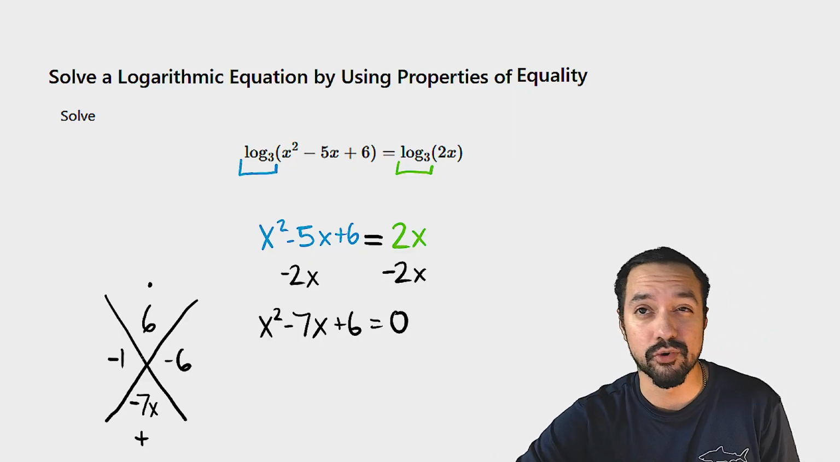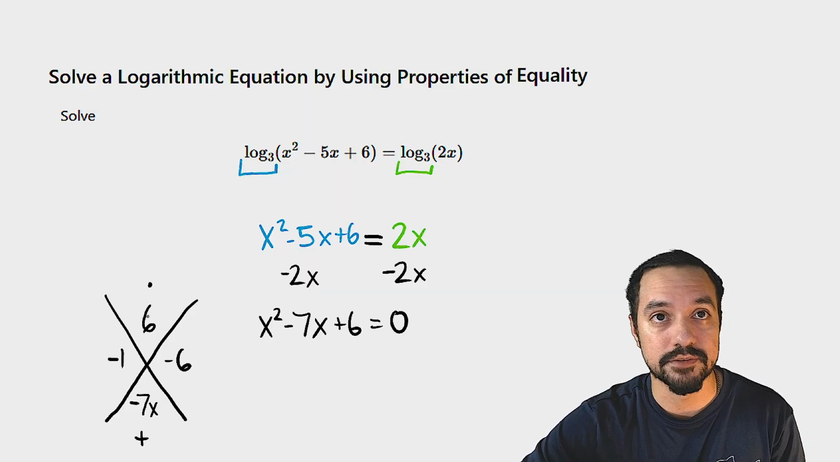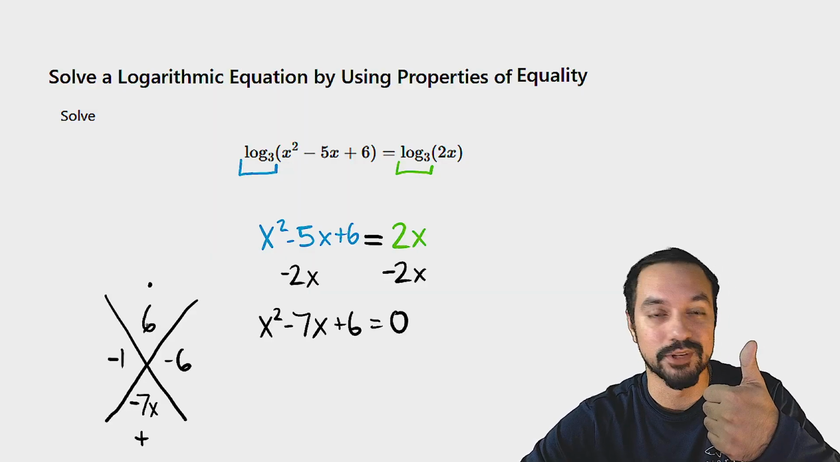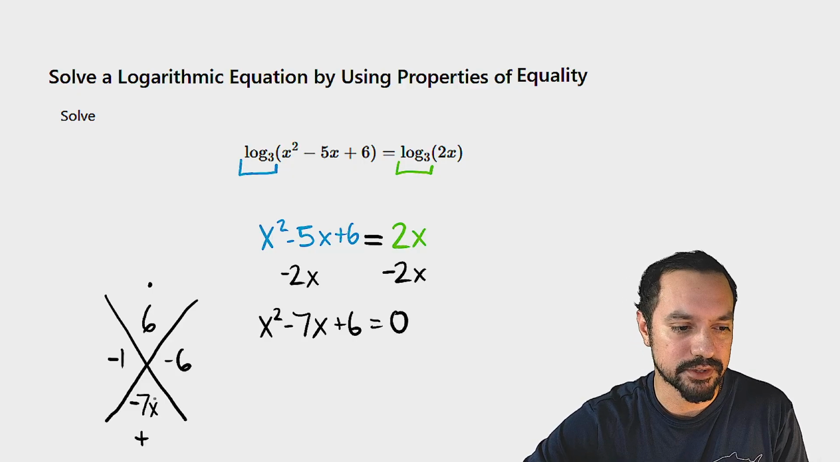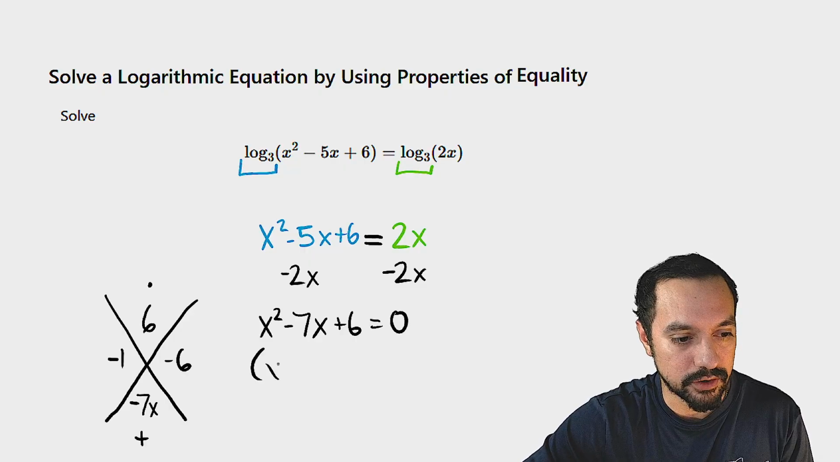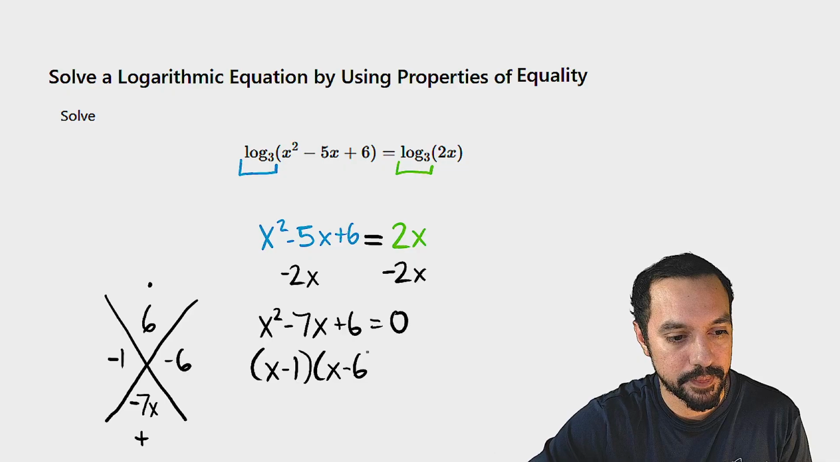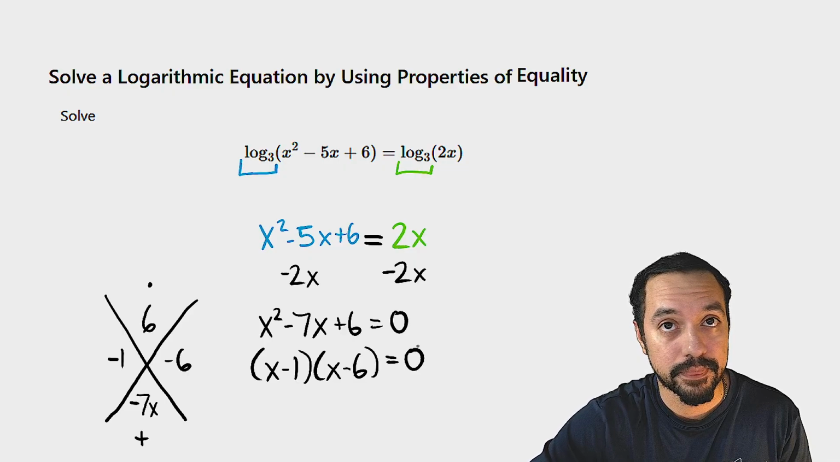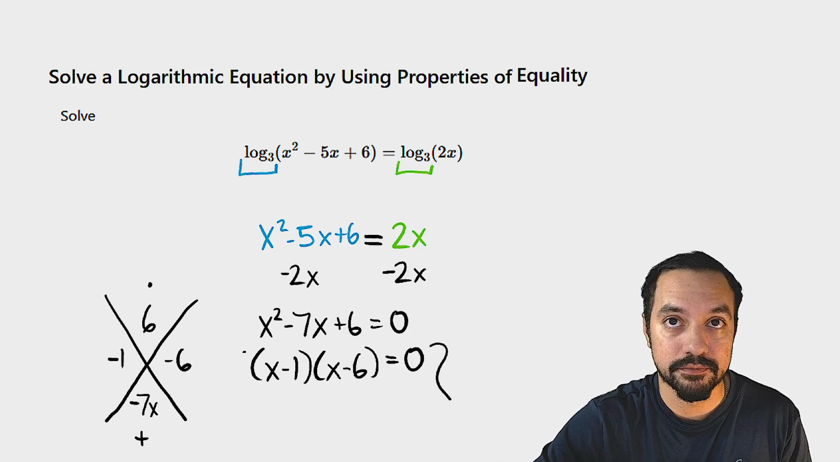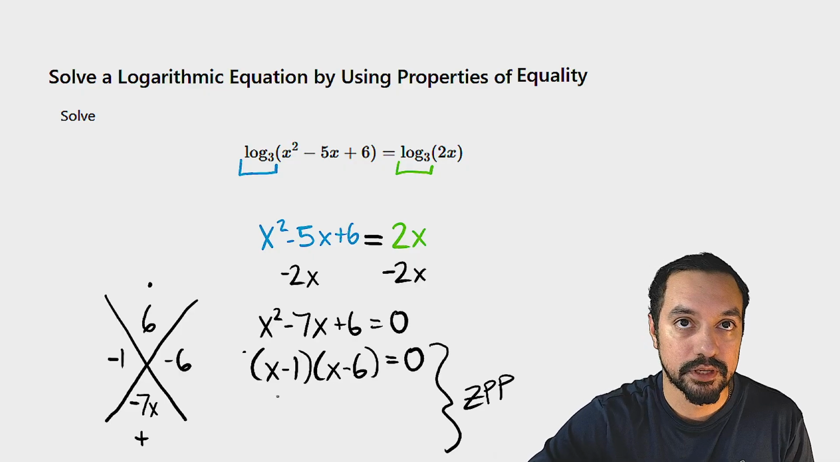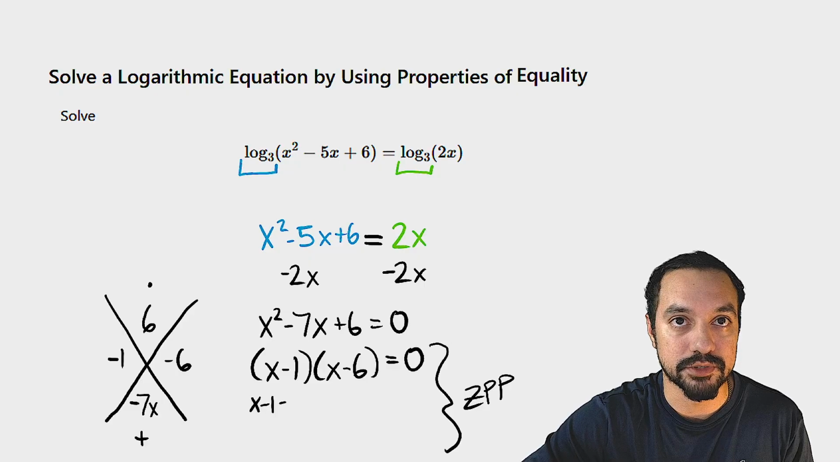I'll just test it out real quick. Negative 1 times negative 6 does give me a positive 6. We love that. Negative 1 plus negative 6 does give me a negative 7. So this is exactly what I wanted. I could go ahead and rewrite this in factored form. And then from here we could do the zero product property. I like to say ZPP for short. So the zero product property lets me take each of these factors and individually set them equal to 0.